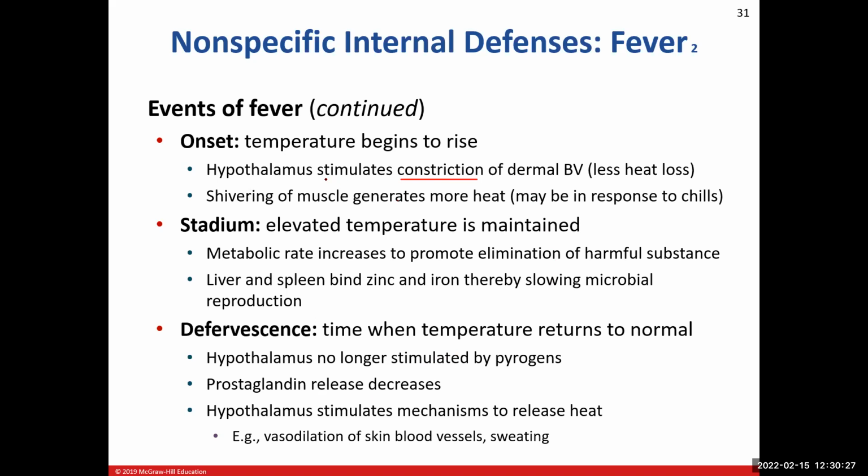So if we want to increase our body temperature even more, let's get some shivering going on. Get those skeletal muscles to relax and contract and generate more heat. So this is what you get, the chills there. Now we're starting to increase our body temperature. Now for a while, we're going to maintain that body temperature.